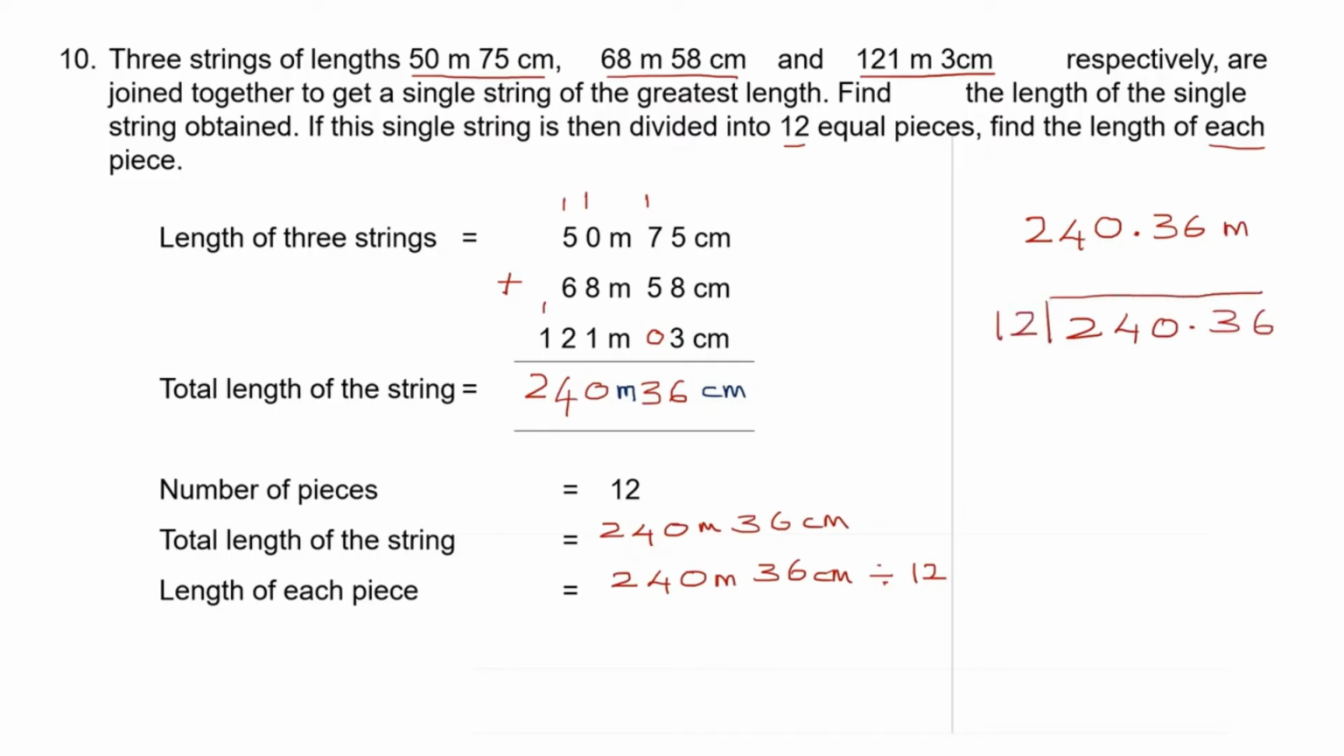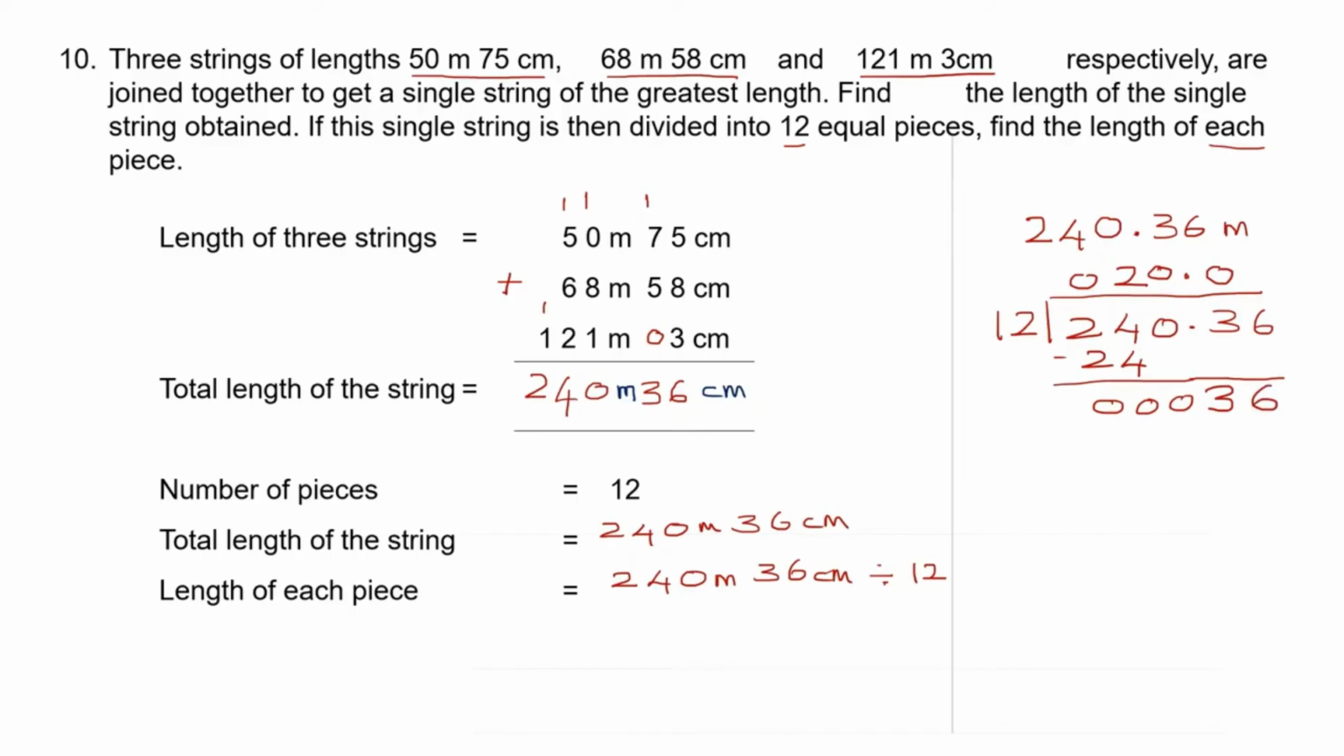Normal division. So 0. Now my number is 24. 12 twos are 24 minus 0. Now I brought down 0. So 0 is smaller than 12. So I put a 0 on top. I carry my decimal number above. I bring the next number, which is 3, which is also smaller than 12. So put a 0. Bring down the next digit, which is 6.